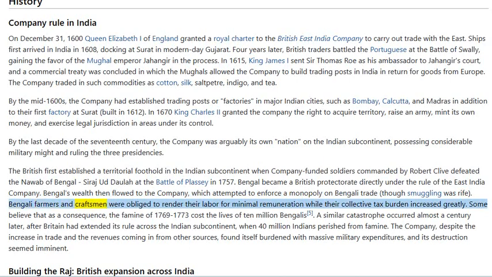Bengali farmers and craftsmen were obliged to render their labour for minimal remuneration, while their collective tax burden increased greatly. Some believe that as a consequence, the famine of 1769 to 1773 cost the lives of 10 million Bengalis.